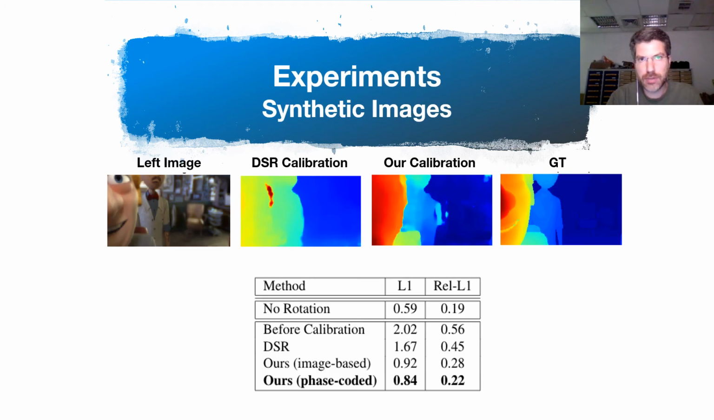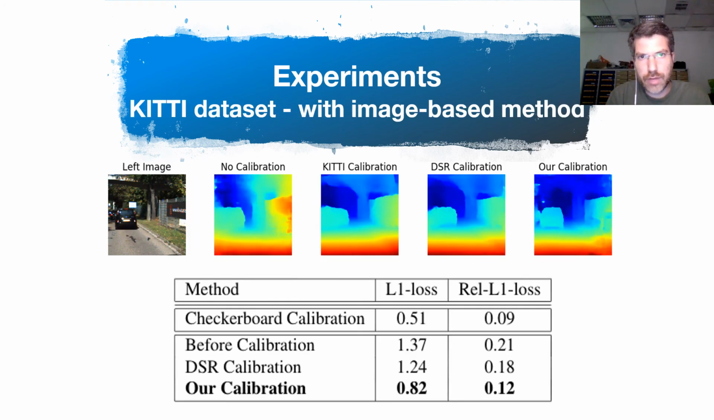We measure the depth estimation error for several methods of self-calibration. Our method achieved the lowest error, as can also be seen qualitatively on the example. Our self-calibration method shows its superiority over other methods on real-world photos as well, like the uncalibrated KITTI dataset.